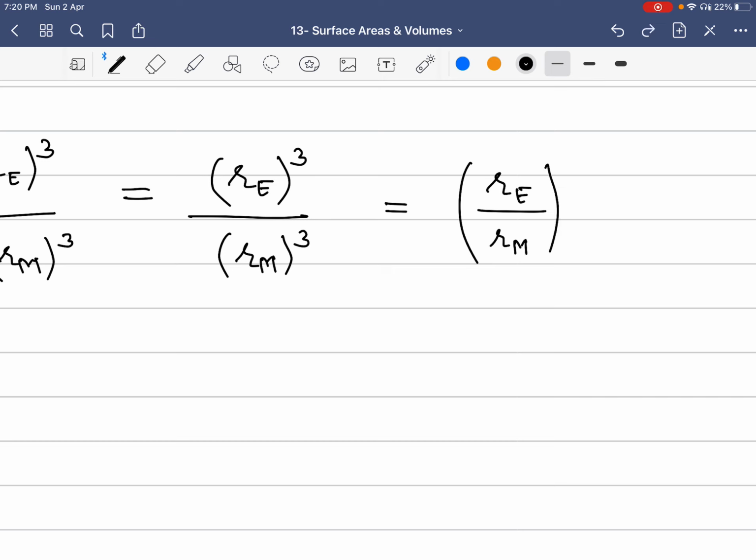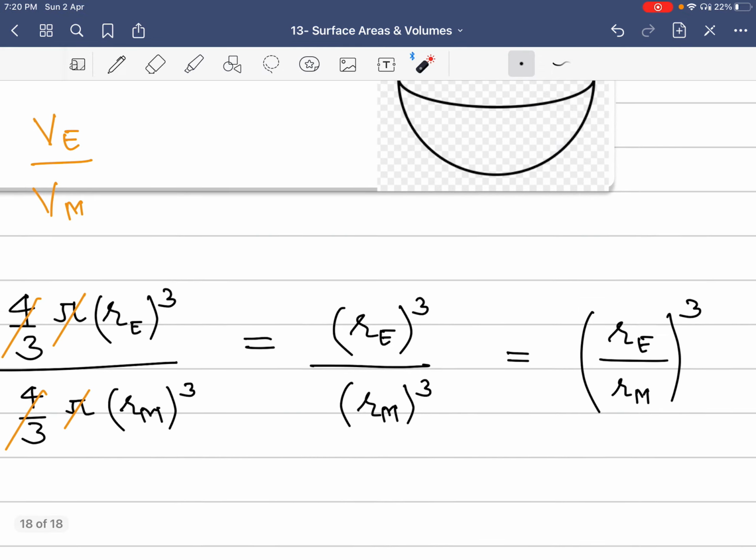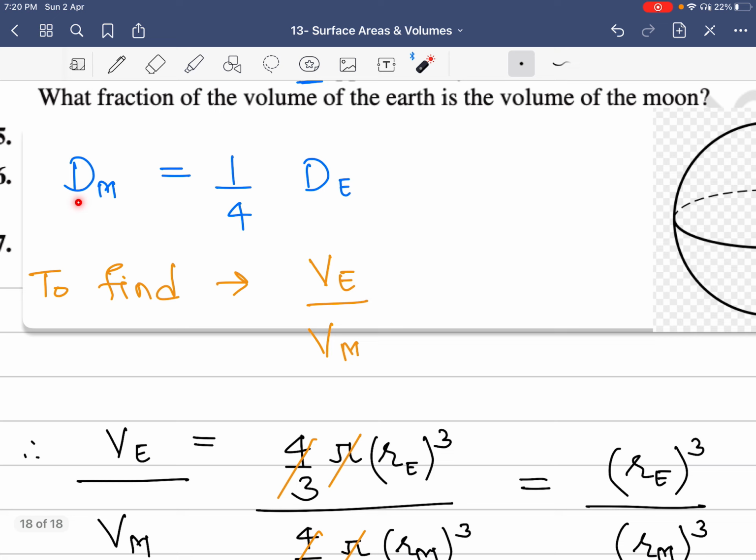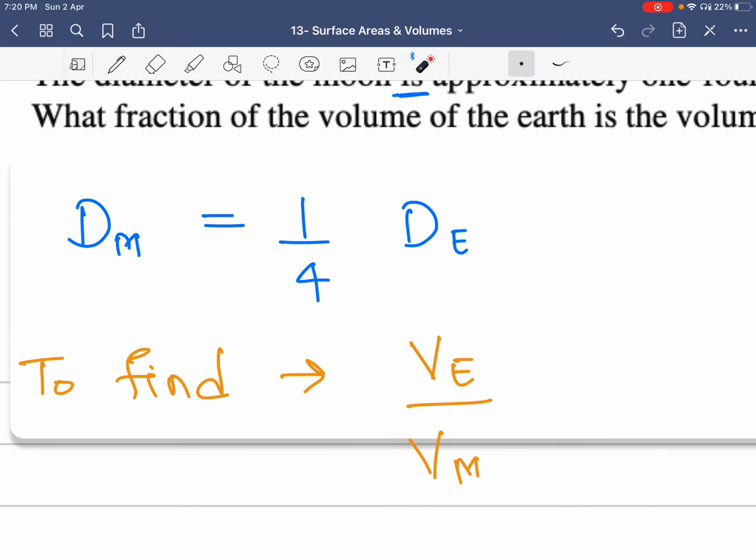Okay, basically the radius of earth, so this whole cube. So basically we have the radius of earth divided by the radius of moon, E and M, earth and moon, and the whole cube. That is what it is. Now we have been given an important relationship between the diameter of the moon and the diameter of the earth. So let's try to zoom in here.